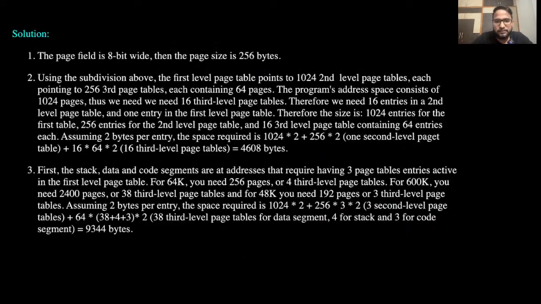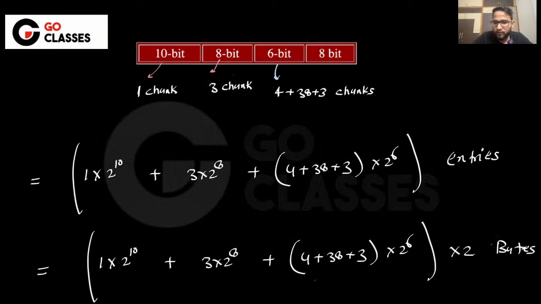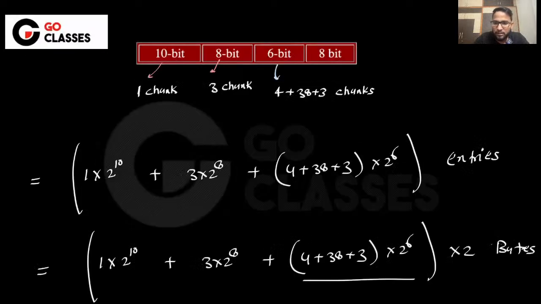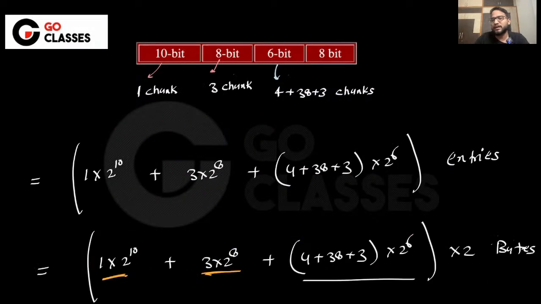Let me see if the answer is matching. Okay, I have multiplied 2 at the end, but they are multiplying in between: 38 plus 4 plus 3 into 64. That is okay. Yes, this term is matching. Another term is 256 into 3. Into 2 I am doing at the end, so let me cross out this 2. So 256 into 3 is matching. And then 2 power 10 into 1 is also matching. So yes, this is the correct answer. 2 I am multiplying at the end.